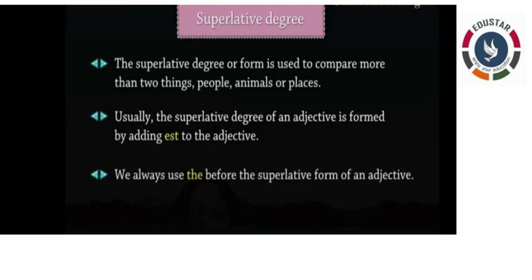Usually, the superlative degree of an adjective is formed by adding est to the adjective. In comparative, we have used er at the end of the adjective. Here in superlative form, you are going to add est to the adjectives. Okay. And next one is we always use the before the superlative form of the adjective. So, we use the before the superlative form. In comparative, we use than after the comparative form. Okay, don't get confused.